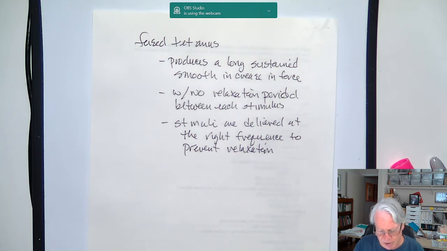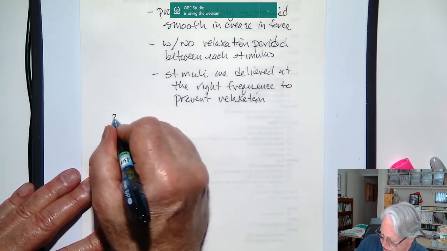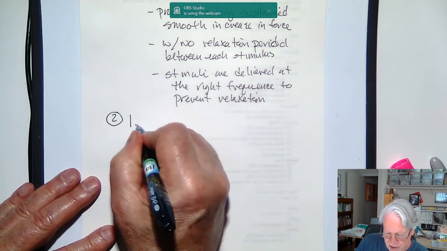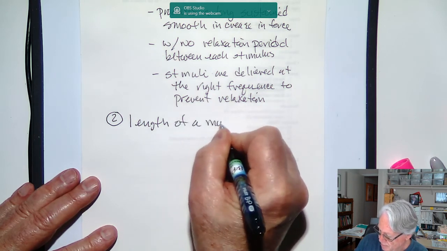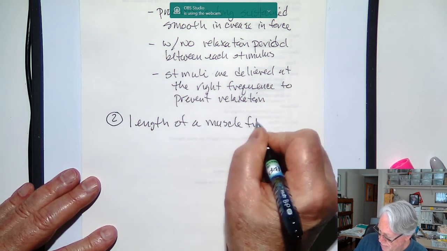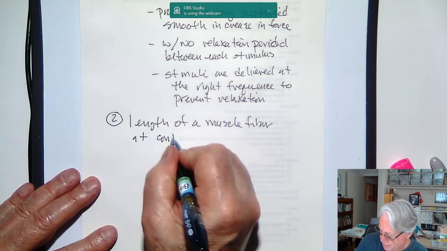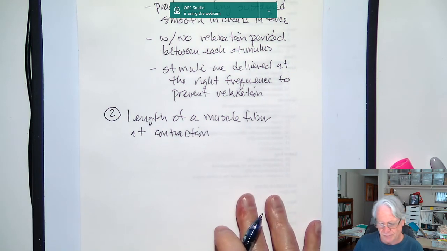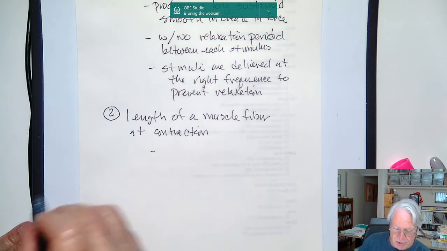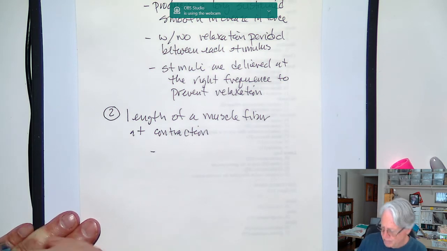The second factor is length of muscle fibers on contraction. So this is number 2. And this is the length of a muscle fiber at contraction. Okay. So this is going to describe the relationship between strength of contraction and the position of thick and thin filaments.